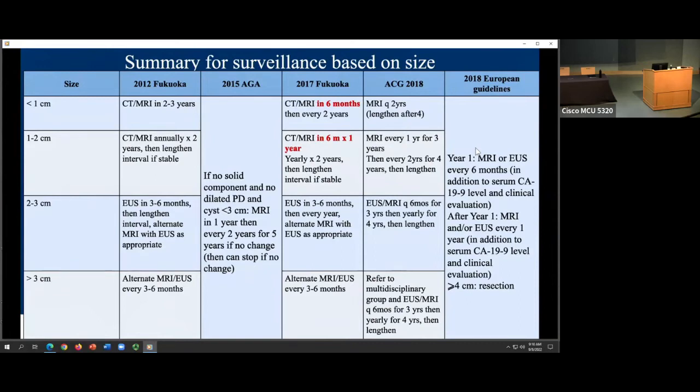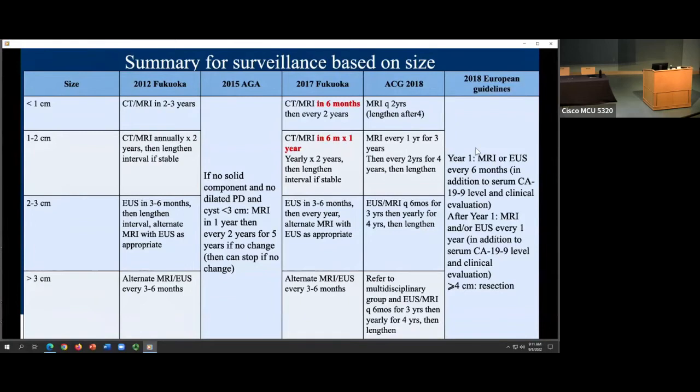For 2 to 3 centimeter cysts, the EUS is recommended by the Fukuoka guidelines in 3 to 6 months, and then every year, alternating MRI with the EUS as appropriate. The ACG guidelines are a little similar there, where it recommends an EUS or MR every 6 months for 3 years, and then yearly for 4 years, and then to lengthen the interval.